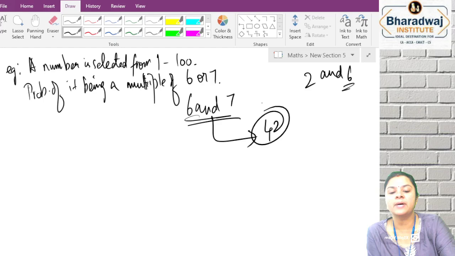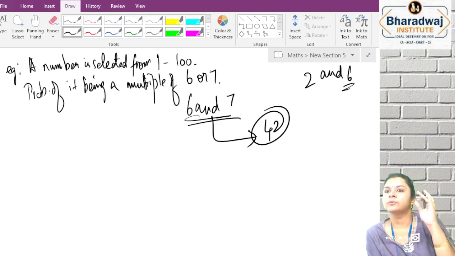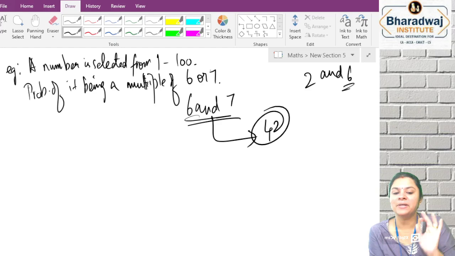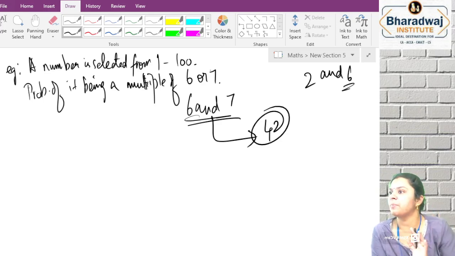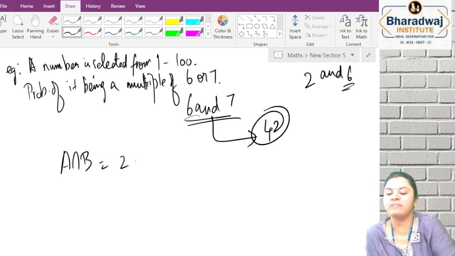Now how many numbers are divisible by 42 within 100? 42, 84. That's all. In simple terms, we have 100 numbers. Divide 100 by 42, and take the whole number, that will be the maximum possible numbers. Correct? So A intersection B, which is AND condition, how many items are there? 2. Correct? Divided by N of S.